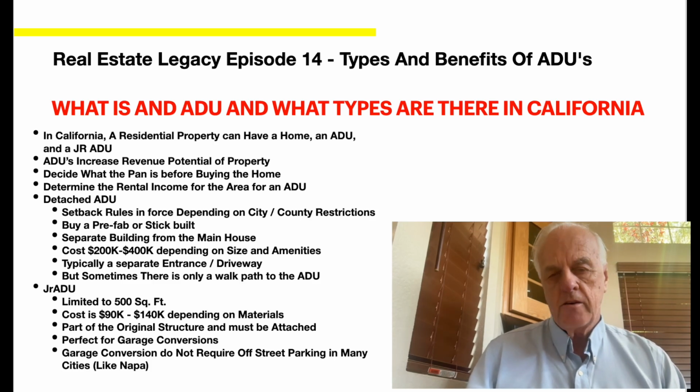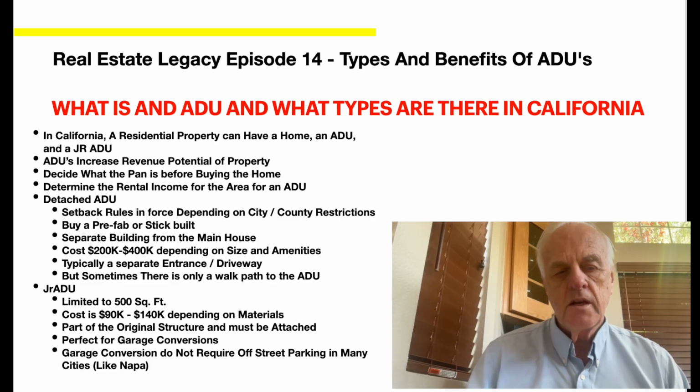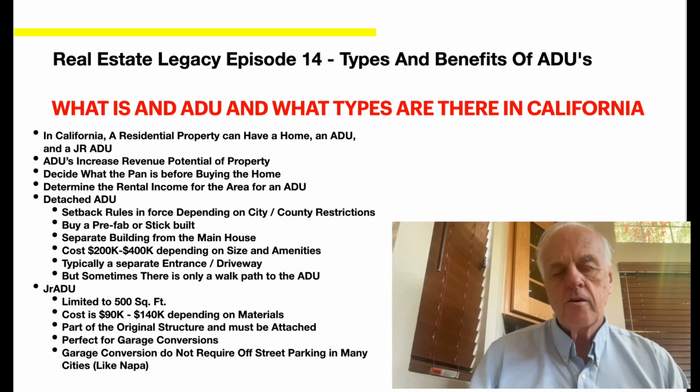And then the junior ADU, and that's limited to 500 square feet. That's the definition of it. It's an attached building. Typically the cost is, you can do it for less, but $90K to $140K is a good range, depending on material levels and the size you want to make it work.